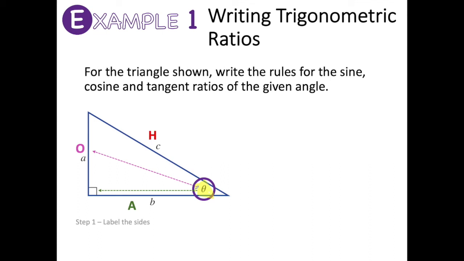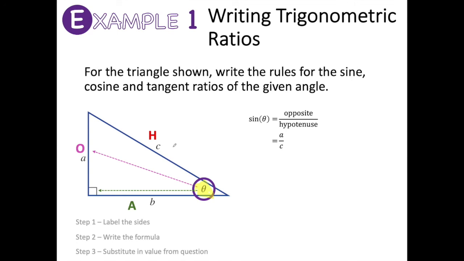Now that I've labeled the sides of the triangle, I can write my ratios for sine, cos, and tan. Step 2 is to write the formula. Step 3, substitute in the values from the question into that formula. Starting off with sine, it is opposite over hypotenuse. Looking at my values, the opposite side is a, and my hypotenuse side is c. So sine of the angle is equal to a over c.